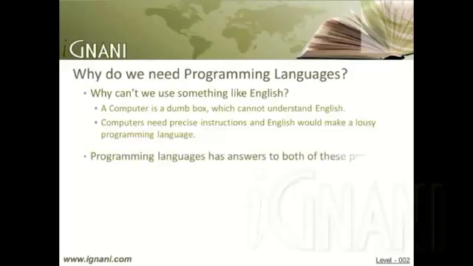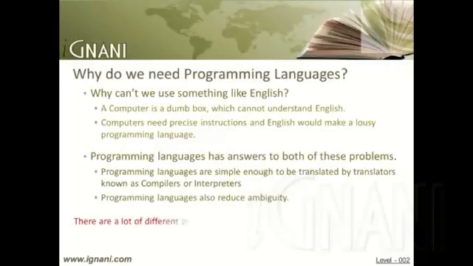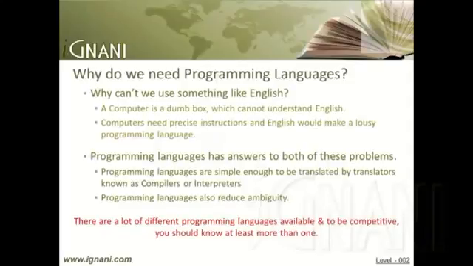Programming languages have answers to both of these problems. They are simple enough to be translated by translators, known as compilers or interpreters, which can convert code written in these programming languages into binary code understandable by machines, and these programming languages also reduce ambiguity. There are a lot of different programming languages available. And to be competitive in today's world, you should know at least more than one. In this course we will be learning the C language.